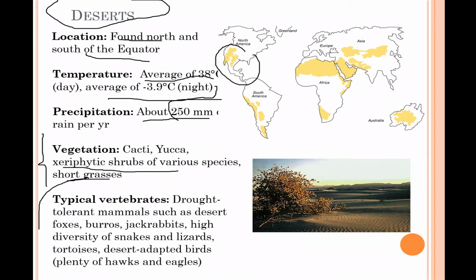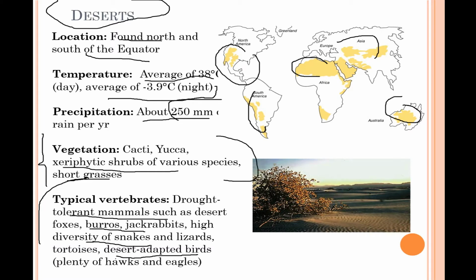And the organisms include drought tolerant mammals such as desert foxes, burrows, jackrabbits, high diversity of snakes and lizards, tortoises, and desert adapted birds. So definitely these are regions, as you can see in the map. There are some regions of Africa, South America, North America as well, and Asia as well, and Australia as well. So these are regions where rainfall is pretty low, and as you can see the vegetations are accordingly, and there as you can see the typical vertebrates adapt to those conditions as well.